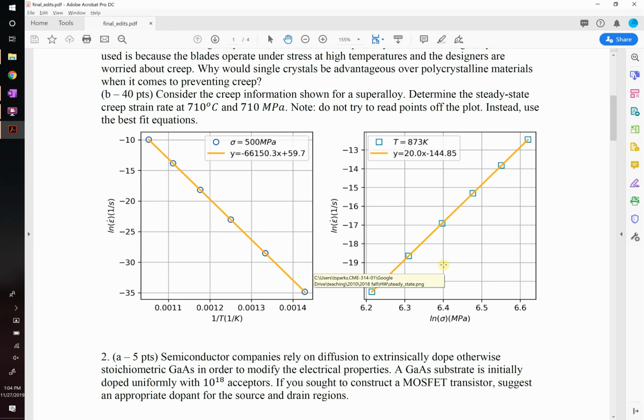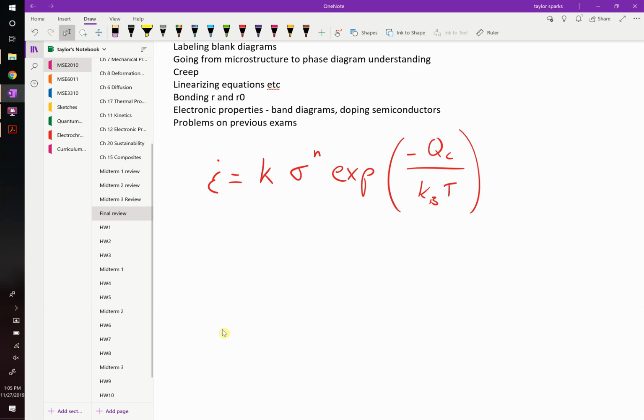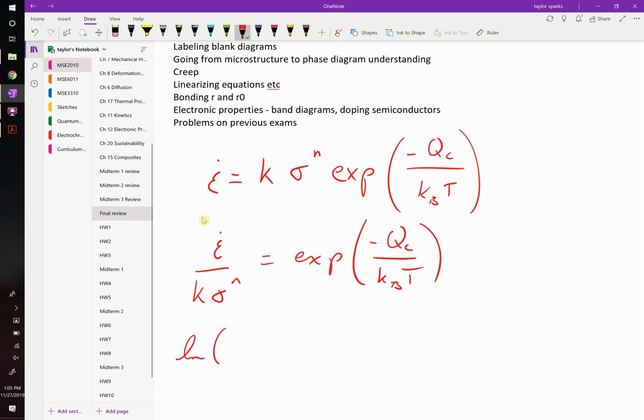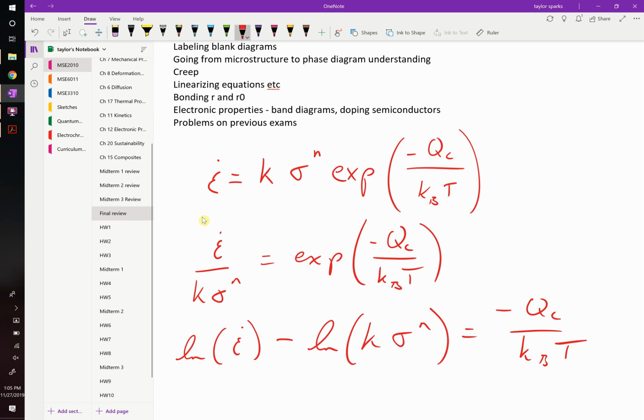This goes to one of the questions we had, which is how do you linearize these types of equations? Well, think what's plotted. Let's do the first one first. The first one shows natural log of strain rate against 1 over temperature. So let's go ahead and transform this equation to look like that. The first thing we might choose to do is let's take natural log of both sides, right? Or if you want, you can bring this stuff over first. It'll make it a little easier. Let's bring it over. So now we've got epsilon dot over k sigma n equals exponential of negative Qc over kBT. Now when we take natural log of both sides, it's pretty straightforward. You have natural log of this minus the natural log of k sigma n equals negative Qc over kBT. Right? We can further separate this thing out, this expression down here.